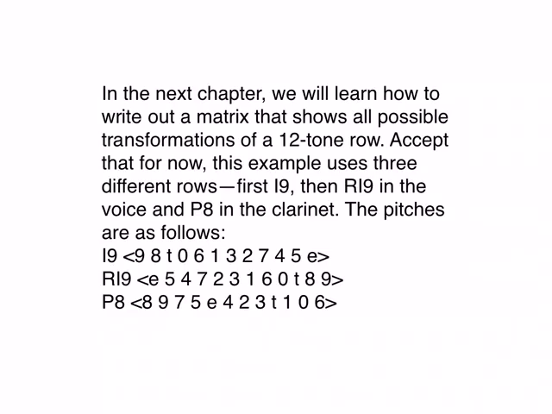So the pitches are as follows for these rows. Notice I9 this way are the same pitches as RI9 the other way. So if we're looking at various relationships between them, we'll see how this works out in the piece. Here's a photograph of the excerpt from your book.